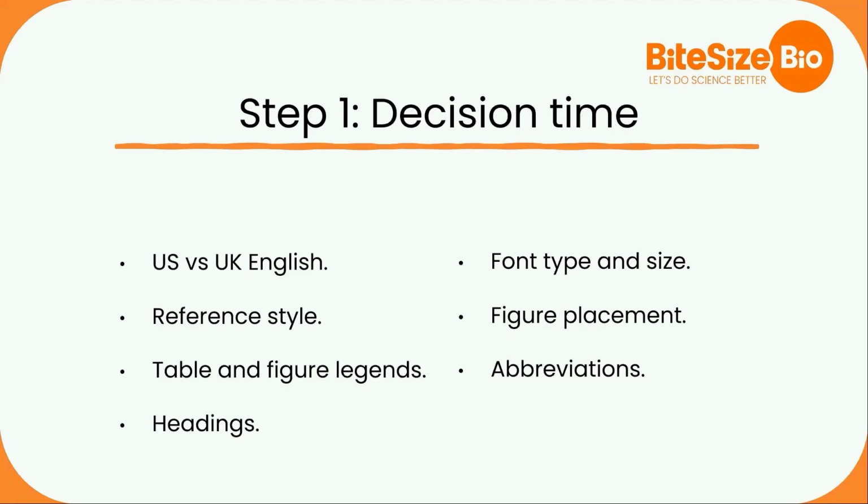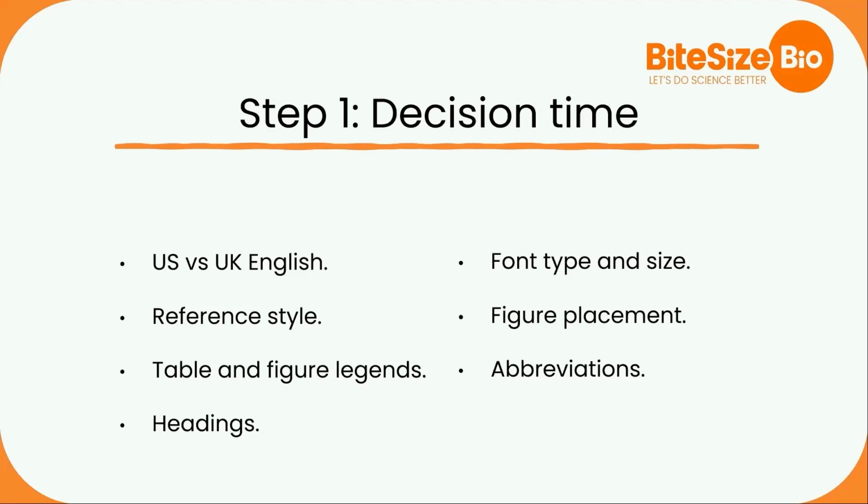Determine which style is most appropriate for your target audience or the guidelines provided by the journal you're submitting to. Stick to the chosen style consistently, particularly spelling, punctuation, and word usage. Another crucial decision is selecting a reference style, both for the in-text citations and the reference list. The most commonly used styles in scientific writing are APA, the American Psychological Association, MLA, Modern Language Association, and Chicago. Check the guidelines provided by the journal or consult your supervisor to determine the preferred style.